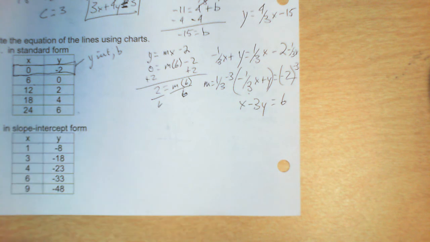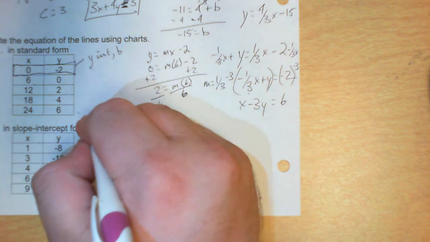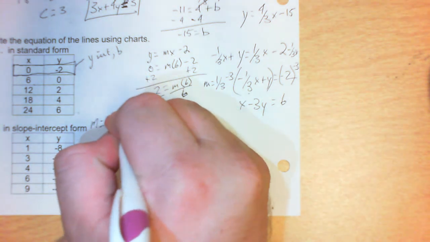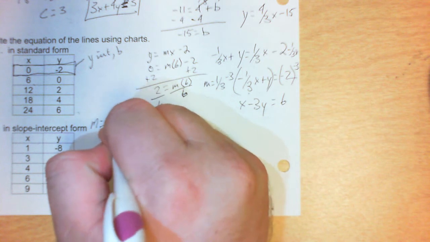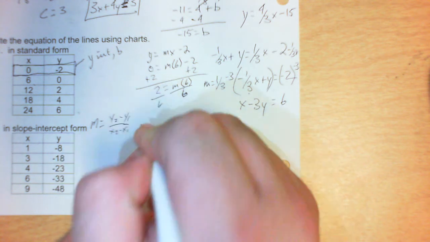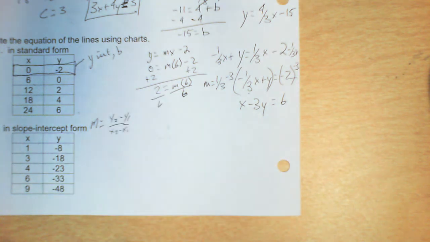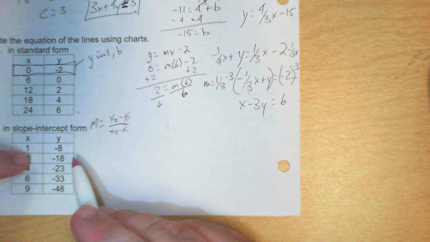Okay? Let's do our last problem. For this one, for slope-intercept form, the first thing I'm going to do is use my slope formula and find the slope. So my slope is m equals y2 minus y1 over x2 minus x1. I'm just going to take my first 2 points because they're easiest.